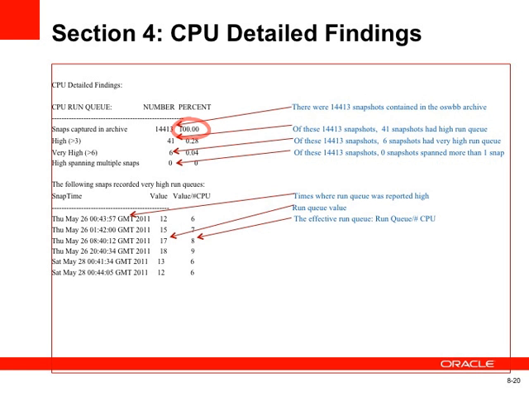Of these 14,413 snapshots, only 41 snapshots had run queue values that were considered high. High being defined as greater than 3 times the number of CPUs. These 41 snapshots represent 0.28% of the total number of snapshots. Additionally, we can see there were 6 snapshots that had run queue values greater than 6 times the number of physical CPUs. These 6 snapshots represent 0.04% of the total number of snapshots. The number of times CPU run queue could be considered high is a relatively low number, less than 1% based on the total number of snapshots.